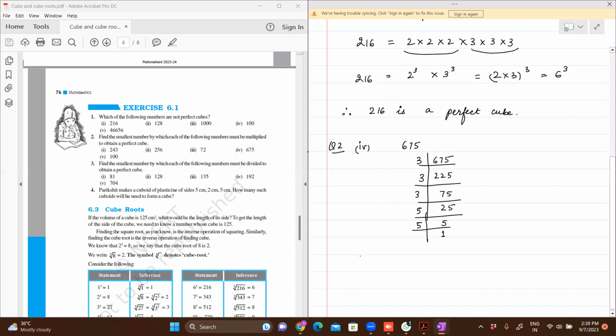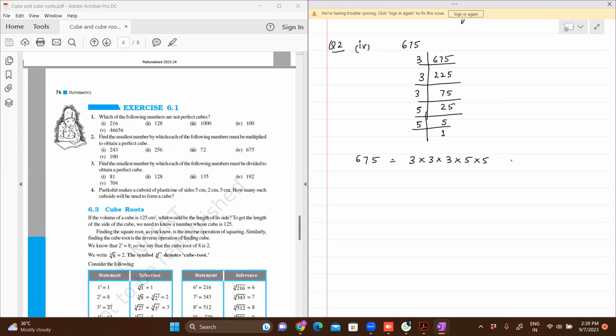So we can see that 675 is actually 3 multiply 3 multiply 3 multiply 5 multiply 5. This is the prime factorization of 675. You can check that 3 is already there as a triplet, but 5 is not. The 3s can be grouped into triplets, but the 5s cannot be grouped. So we need to add one more 5 to make it a perfect cube, right?